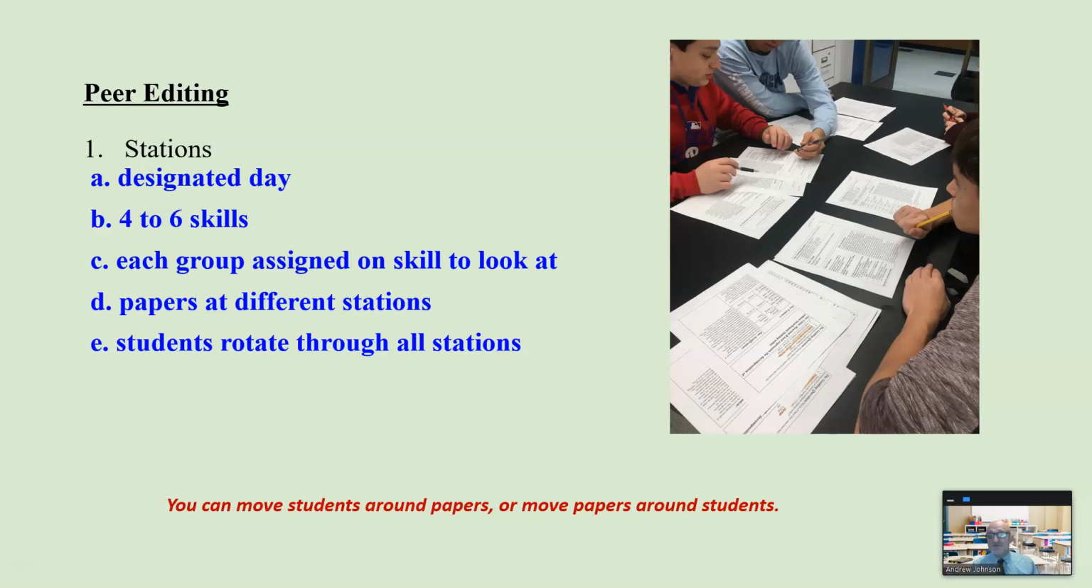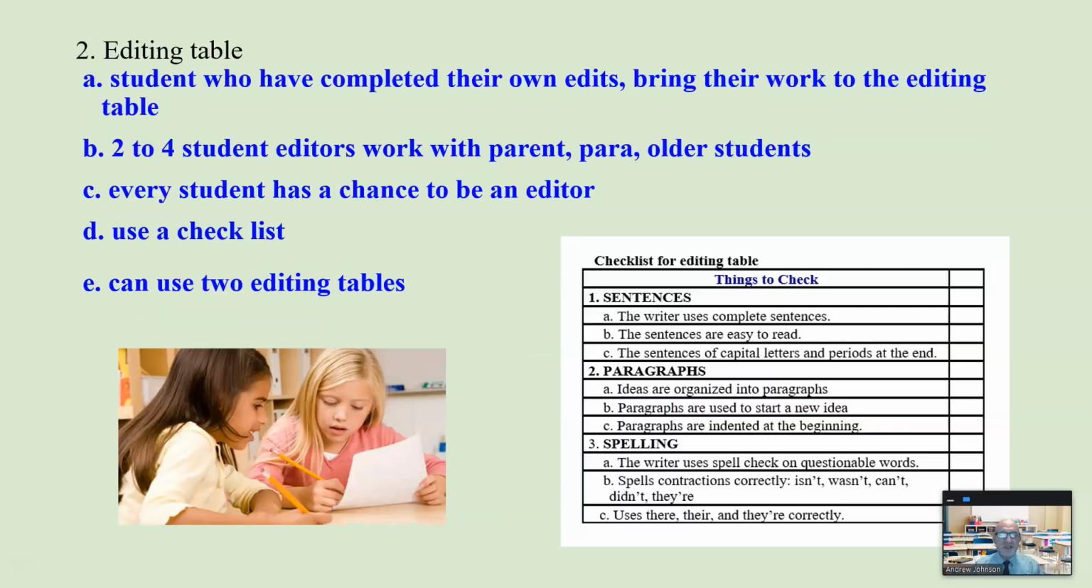You have the checklist for them to look at with their skills. So at each station, the sentence group is looking just for sentences at that station. 5 to 10 minutes, they move all the way around, rotate through all the stations, and these papers should be peer edited. Now, you can move students around the papers, or you can move papers around the students. You could have student groups and they just pass the papers around. You decide. With younger students, I like to have stations where students move because young students need to get up and moving.